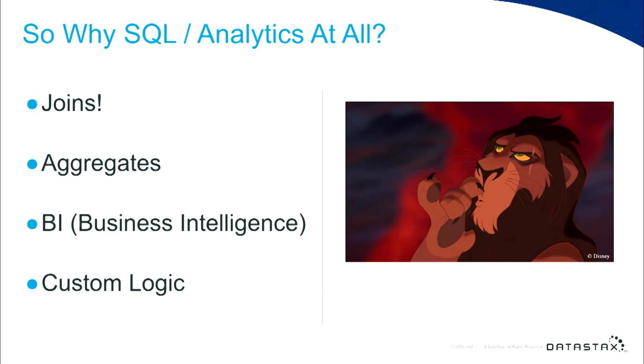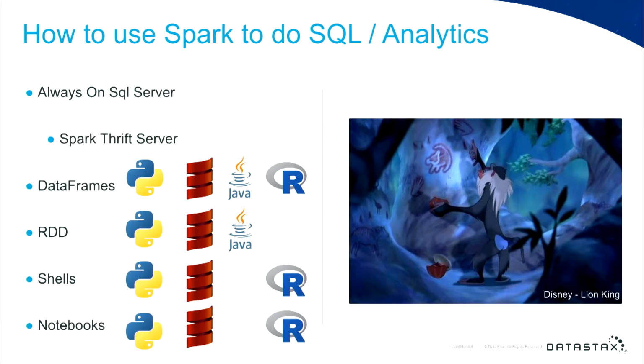So big questions or custom code. Maybe you have a Fortran library sitting in your basement and you need that to run on your Cassandra data. Well, Spark's a good way to get your data into a place where you can run your Fortran code on all of your Cassandra data at once. So how can we use Spark to do SQL and analytics? Well, we have a lot of different options.